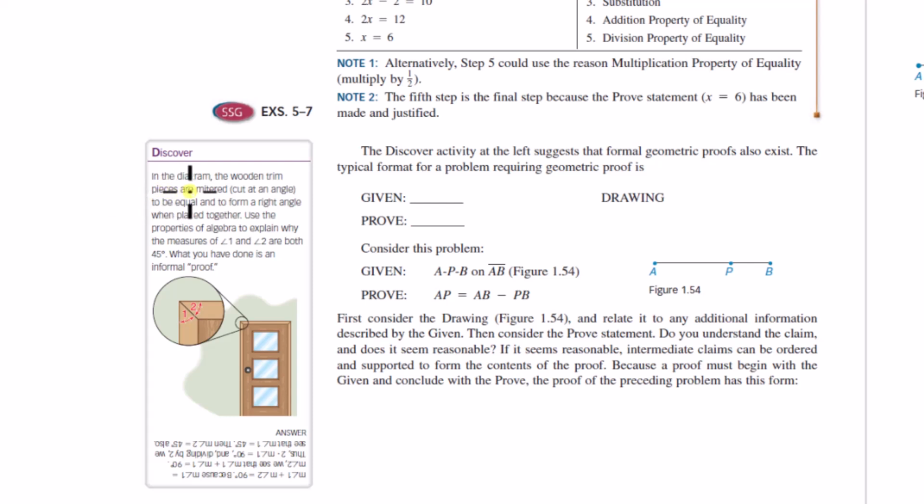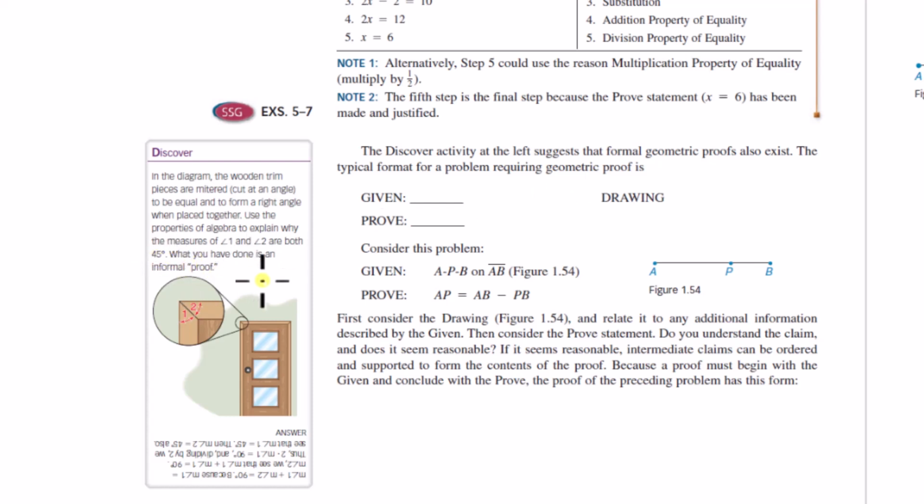In the diagram, the wooden trim pieces are mitered, cut at an angle, to be equal and to form a right angle when placed together. Use the properties of algebra to explain why the measures of angle 1 and angle 2 are both 45 degrees. What you have done is an informal proof.